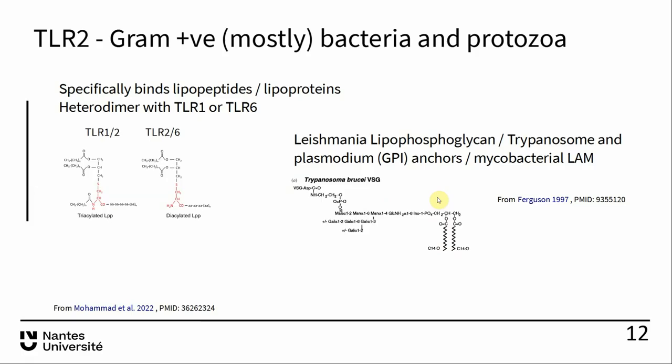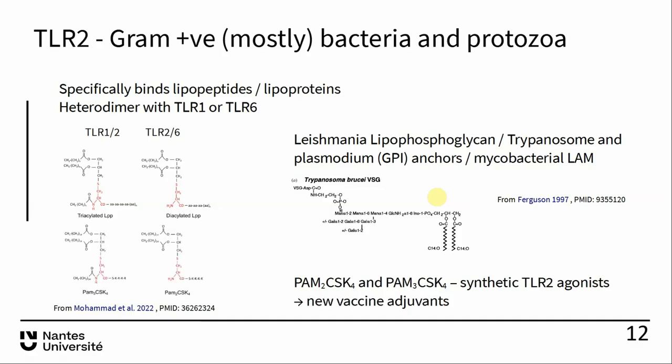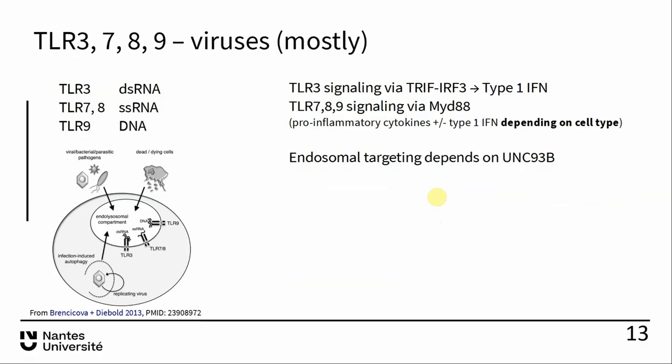Yeah, so something a little bit unclear for me, but these GPI linked proteins from parasites can also activate TLR2. So there are synthetic agonists that have been developed for TLR2, so PAM2 CSK4 and PAM3 CSK4. Sometimes you see these in publications. They're used as adjuvants for vaccines. I don't know if they're used commercially yet, but they're in a lot of publications in mice. You can see PAM2 CSK4, PAM3 CSK4 used as adjuvants. Okay, so that's TLR2, TLR4.